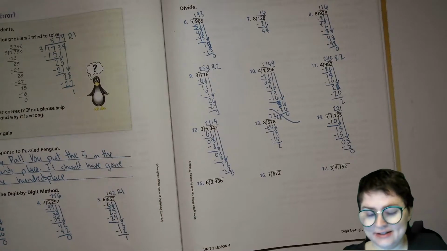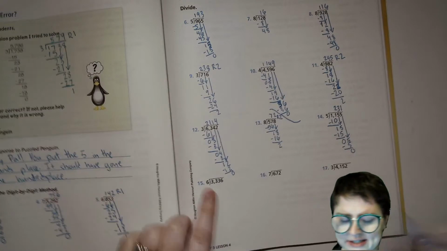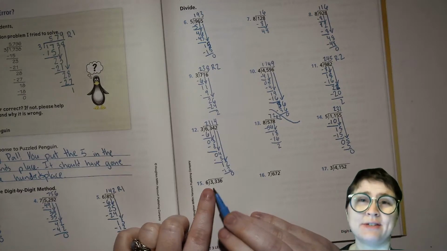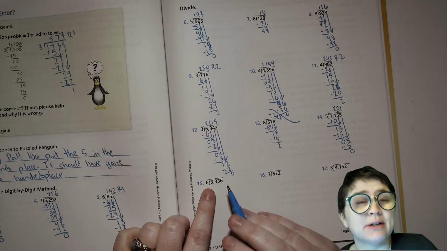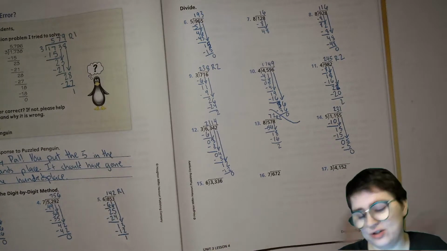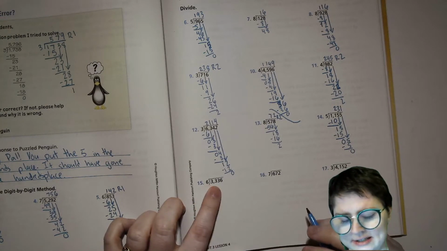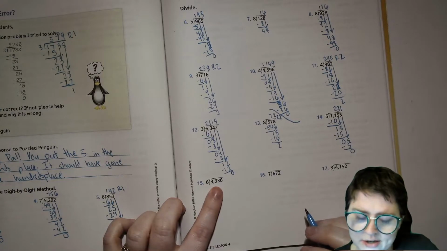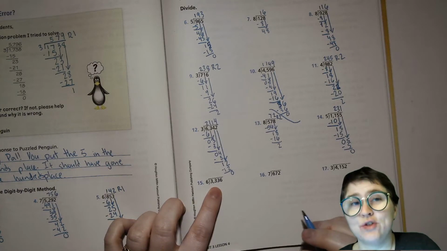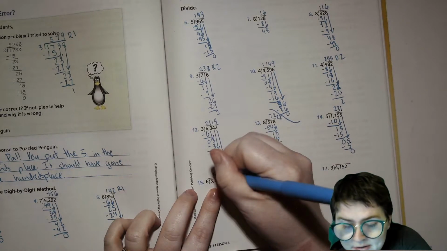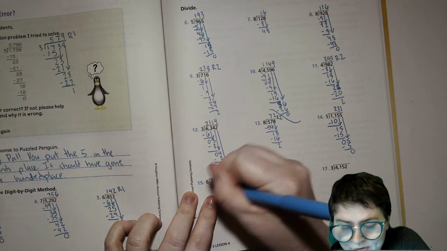All right. Number 15. If you have 3,000 of something, can you evenly put it into 6 boxes, like a whole 1,000 in each? No. So you go over to the next hundreds place. Next place value over, and it's the hundreds. 6 goes into 33 how many times? 5, because then you can have 30.